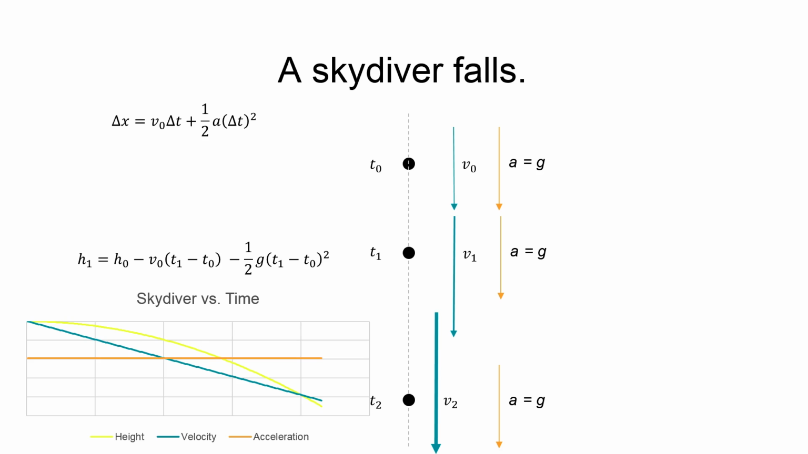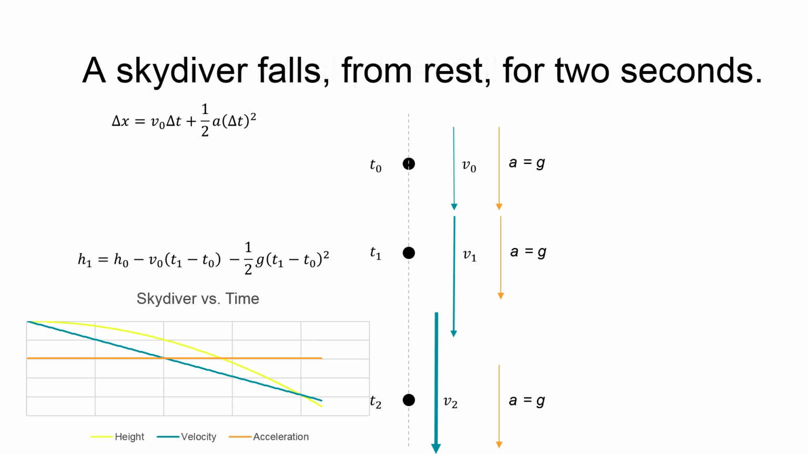Let's say we had additional information in our first statement. Our skydiver fell from rest, and for only 2 seconds. What does this do to our other representations of information? First off, because we are starting from rest, we can get rid of this first velocity. Second, we can plug in the values we have into our equation.